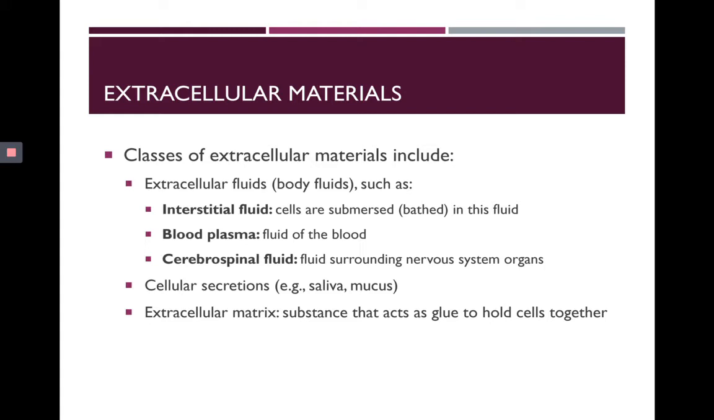It's also within blood vessels, so it would be within blood vessels coating the inner lining of epithelial cells of those blood vessels. There's even cerebrospinal fluid, which is fluid surrounding nervous system organs. So it's not a neuroglial cell, it's not a neuron, it's a fluid surrounding those structures. You would specifically find cerebrospinal fluid in the central nervous system, so around the brain or the spinal cord.